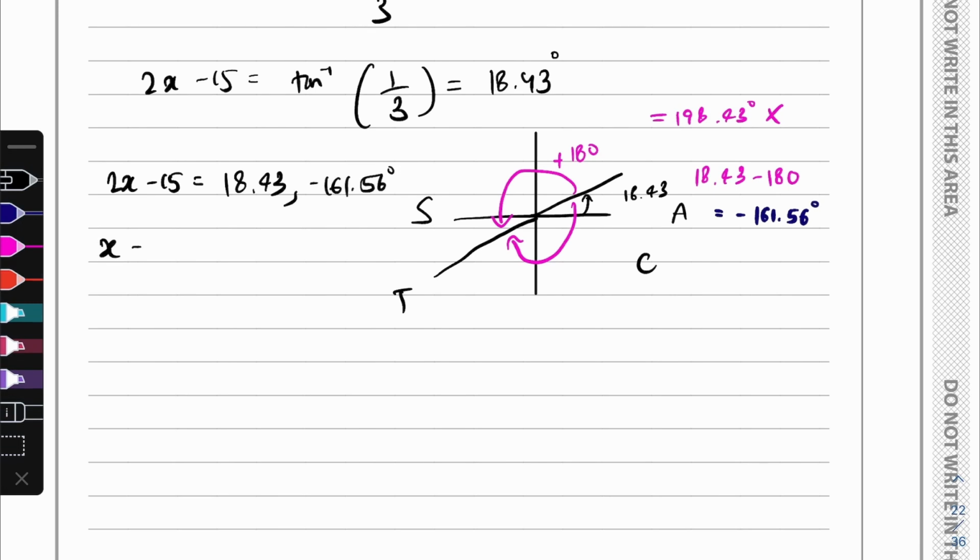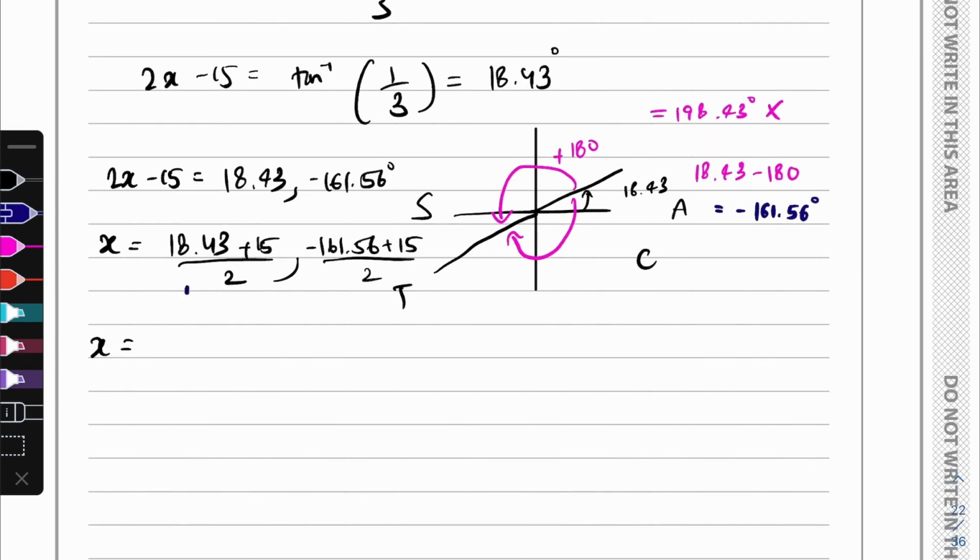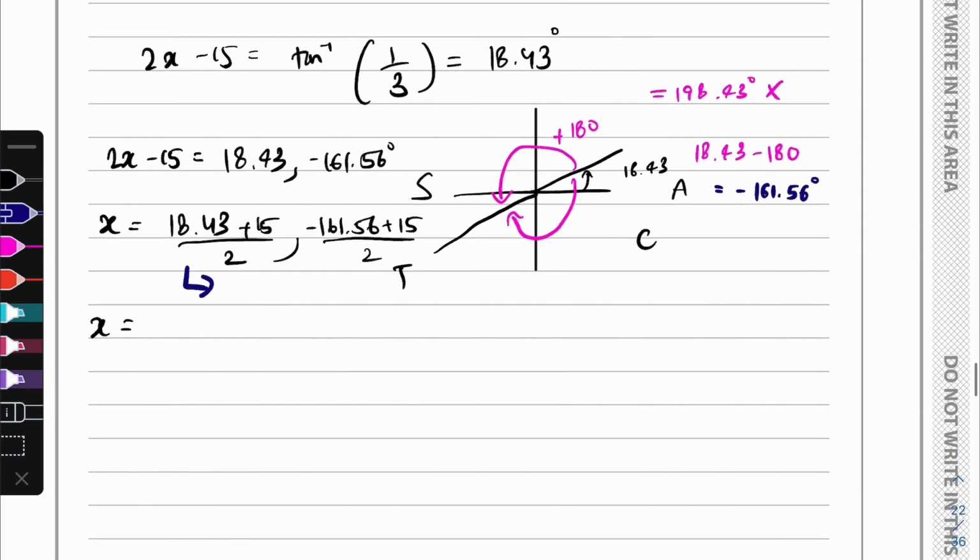So x equals, we add 15 and we divide by 2. Plus 15 divided by 2 for minus 161.56 as well. First let's see what they want. They want it to 1 decimal place. So we should always first get our answer to 2 decimal places and then round it. So 18.43 plus 15 over 2 on your calculator gives us what?